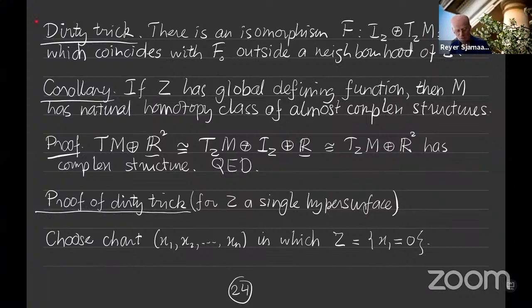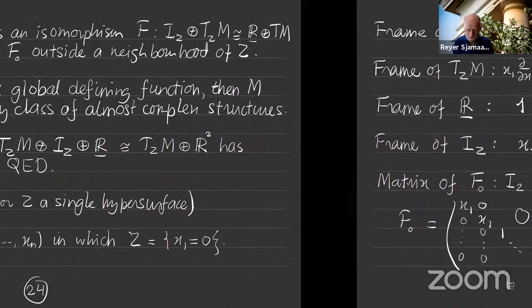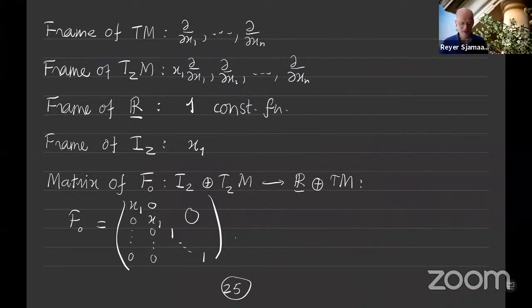Let me show you the proof of this trick. It's actually very easy. Let me show it to you in the case where Z consists of a single smooth submanifold. And let me choose a chart on my manifold, the local coordinates in which the hypersurface is given by first coordinate equal to zero. So in that chart, my tangent bundle has a frame, just the ∂/∂xi's, the usual frame. The log tangent bundle has this frame. You just multiply the first one by x1, you get this frame. The trivial line bundle has frame, the constant function one. And the ideal line bundle has as frame, the defining function x1.